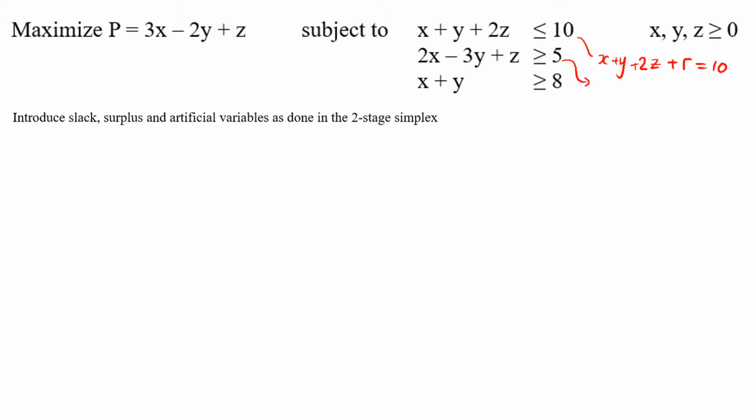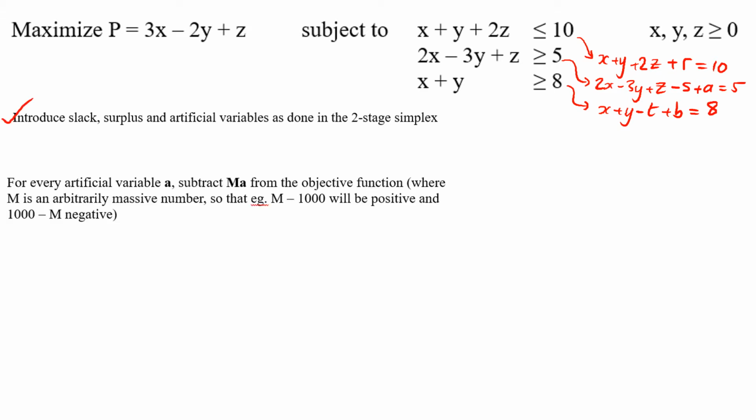Our second inequality is going to go to 2x minus 3y plus z, and then we need to subtract the surplus variable and add the artificial variable, so that's 5. And then our third one, x plus y, subtract the slack, the surplus, add the artificial, and we'll get that equal to 8. So that's step 1.